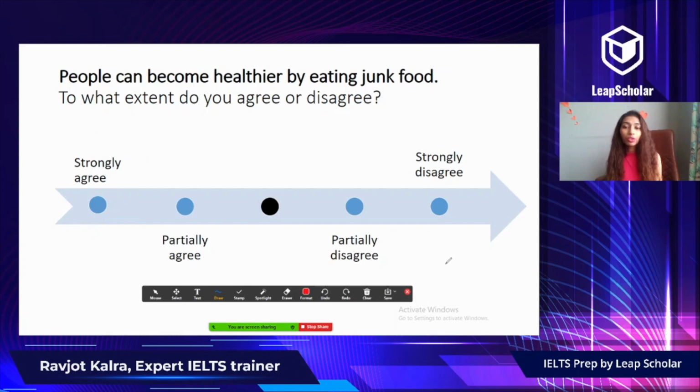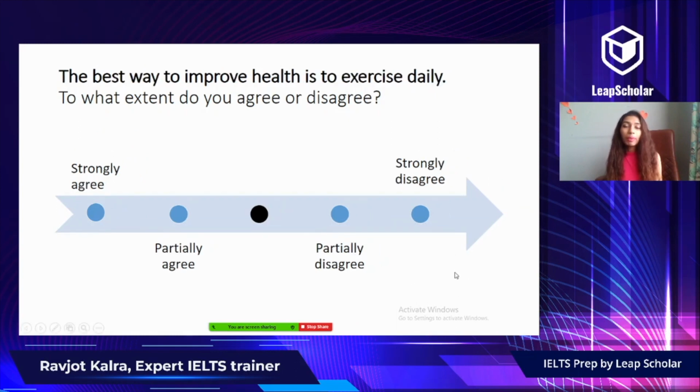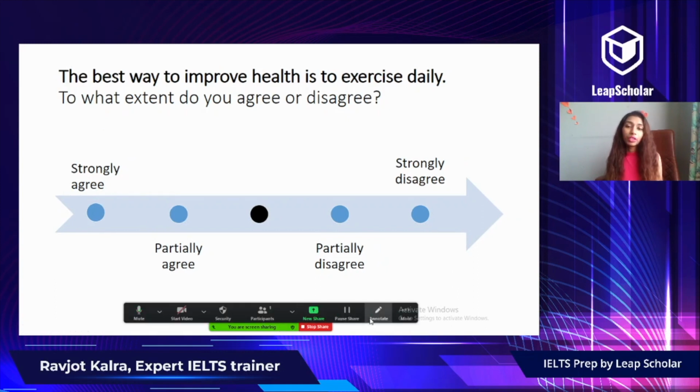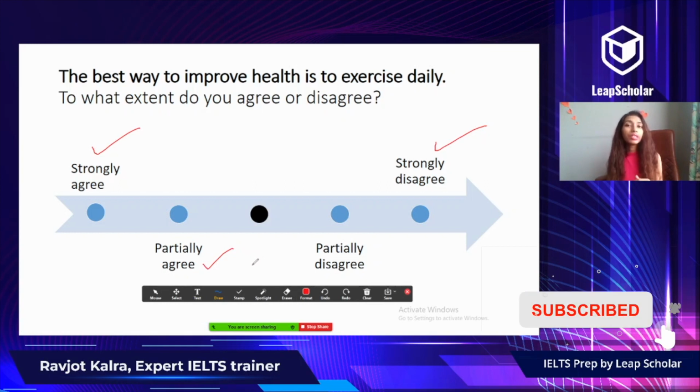Now, talking about the next question. The best way to improve health is to exercise daily. Do you strongly agree? Do you strongly disagree? Or are you partially agreeing to this question? When I say partially agreeing, this means you're disagreeing as well up to a certain extent. So that part should also be mentioned in the essay, and I'll show you how to write the body paragraphs in that case. So according to this question, do you agree completely or disagree?